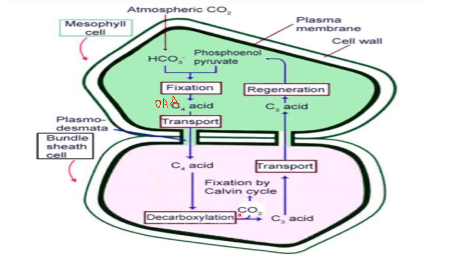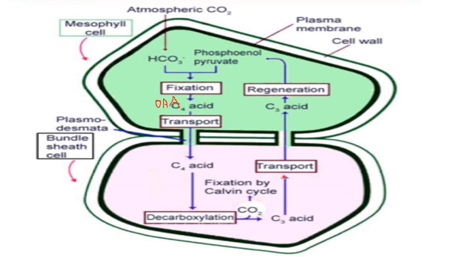And what happened with this carbon dioxide removed here? This is utilized for the Calvin cycle. Calvin cycle means C3 cycle, C3 pathway. So this C3 pathway is also occurring here in the bundle sheath cells of the C4 plants. As I told you, in C4 plants both the pathways occur, C3 as well as C4, right? This carbon dioxide removed from here is utilized for that Calvin cycle.